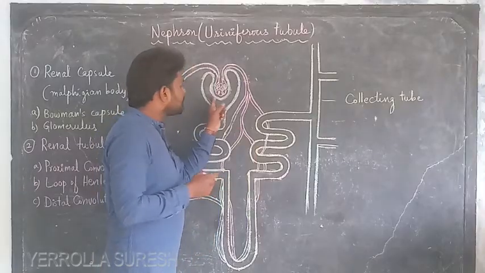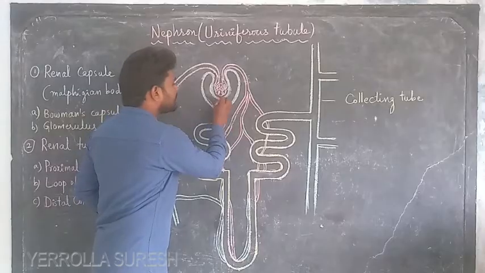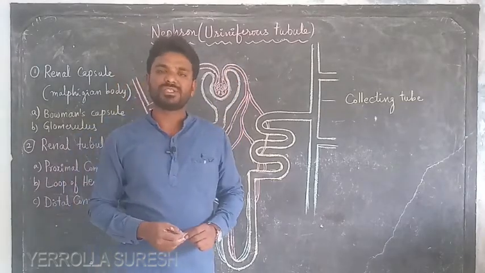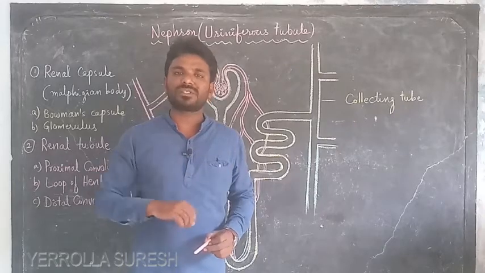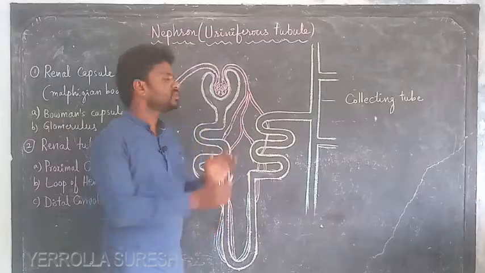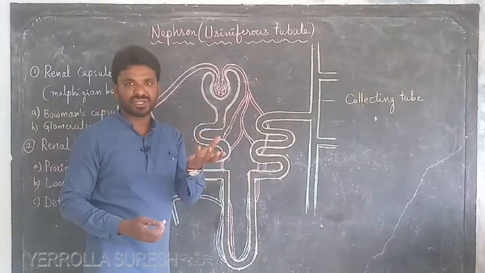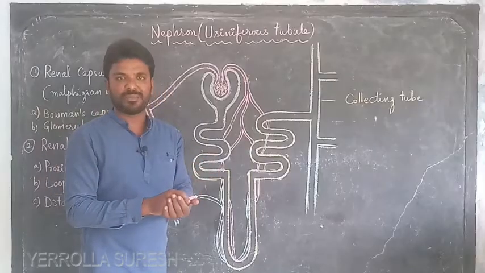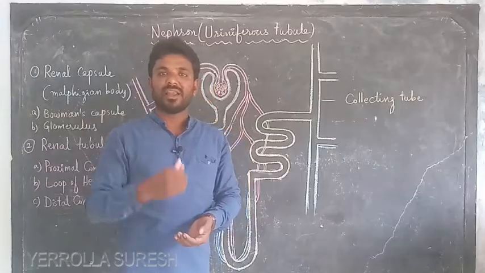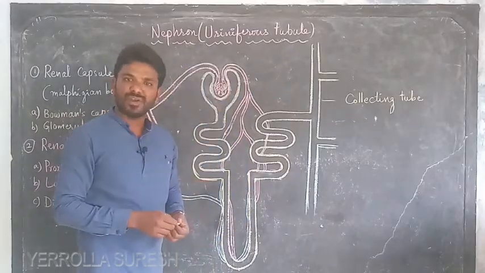So squamous epithelium covers the Bowman's capsule, and the cells present in squamous epithelium are called podocytes, and among the podocytes many holes are present. The holes help in the process of filtration. So this is about Bowman's capsule. It is a cup-like structure covered by squamous epithelium, and the cells present in it are podocytes, with holes among them. The holes help in the process of filtration.